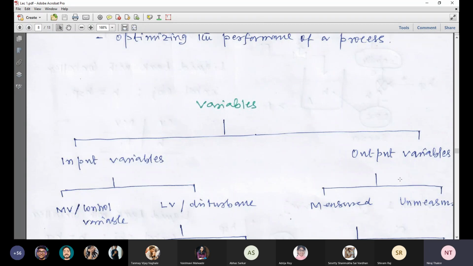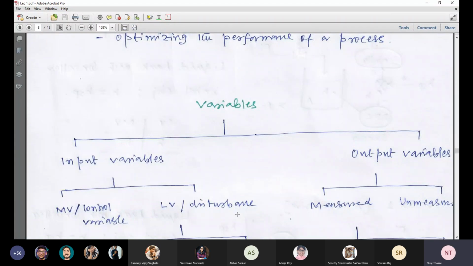Input variables are again two types. One is MV. MV means manipulated variable, or it is also called as control variable. And another class is LV. LV means load variable, or disturbance variable, or simply disturbance.